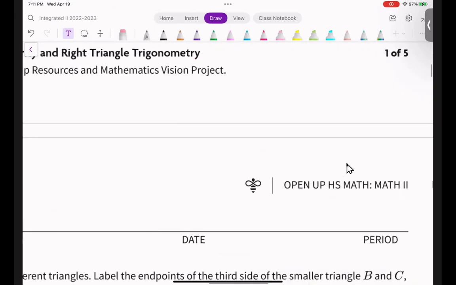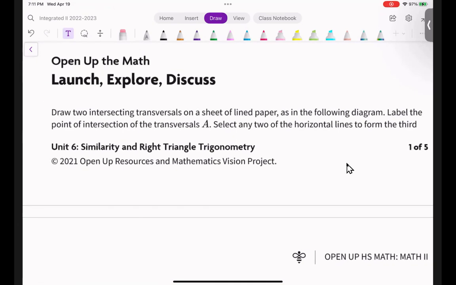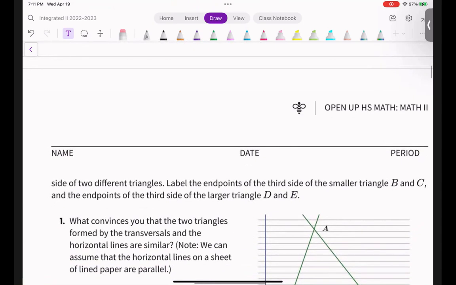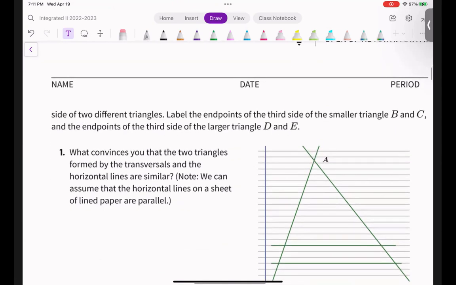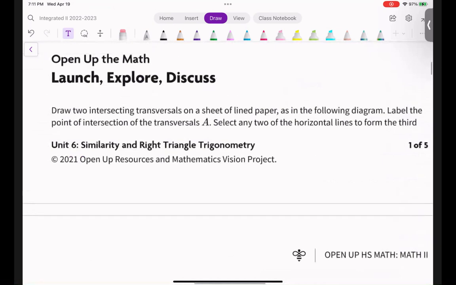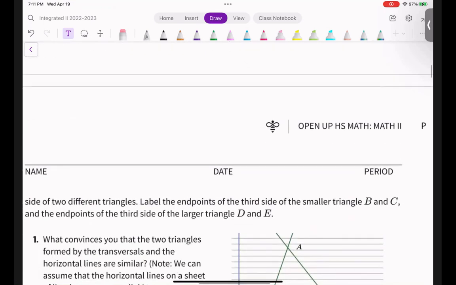And then it says, label the point of intersection of the transversals A. Okay, so going back to this picture, they already labeled it A for me, right? So then it says select any two of the horizontal lines to form the third side of two different triangles.